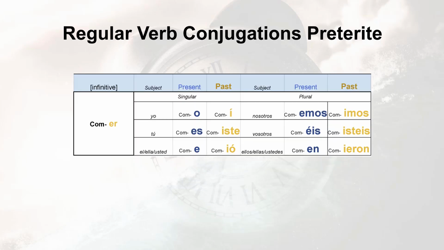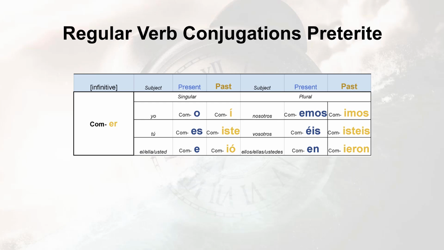So let's compare the present tense and the preterite tense for the verb comer. For the first person singular, yo como, yo comí. For the second person singular, tú comes, tú comiste. For the third person singular, él, ella, usted come, él, ella, usted comió.